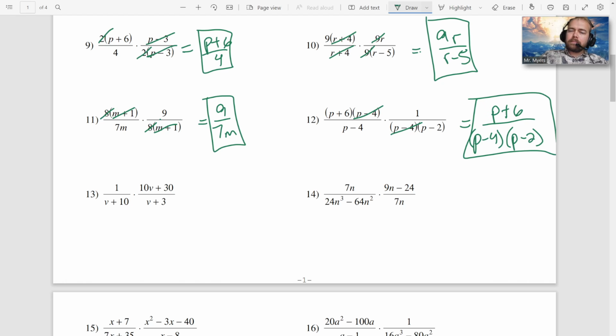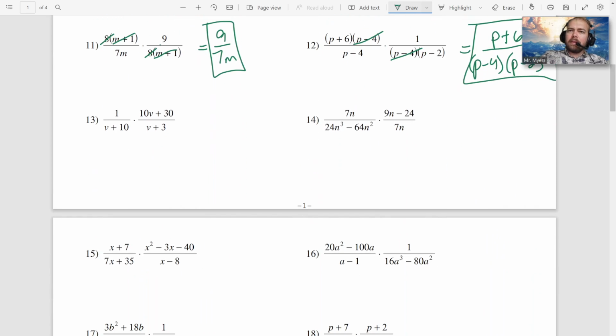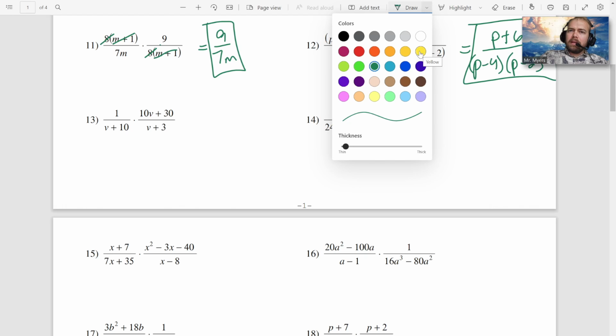There we go. Okay, did I do 6 of those already? I did. I guess we'll switch on every 6. So we'll do a yellow now. Let's do a gold. That's a little easier to see. Increase the thickness by a little bit.